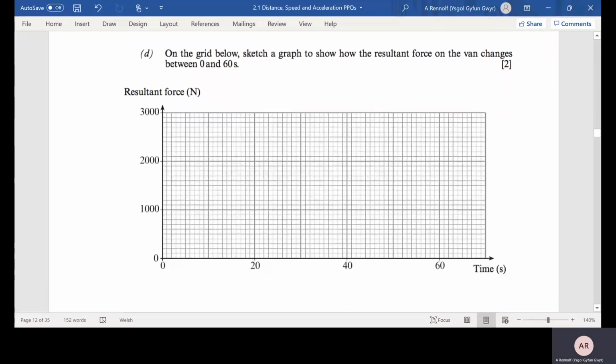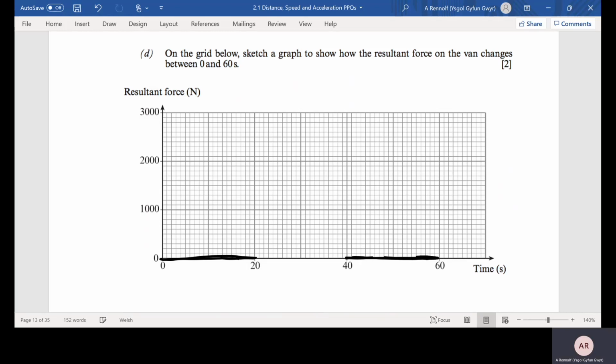Part D then, on the grid below, sketch a graph to show how the resultant force in the van changes between 0 and 60 seconds. Well, we've already established for the first 20 seconds, if the van is traveling at a constant speed, there's going to be no resultant force acting. And we also saw on the previous graph that between 40 and 60 seconds, the van is traveling at a higher constant speed, but still a constant speed. And so the resultant force there is going to be 0. Now I am shading these in a little bit more so you can see it clearly, but you should just have one straight, clear line, okay?